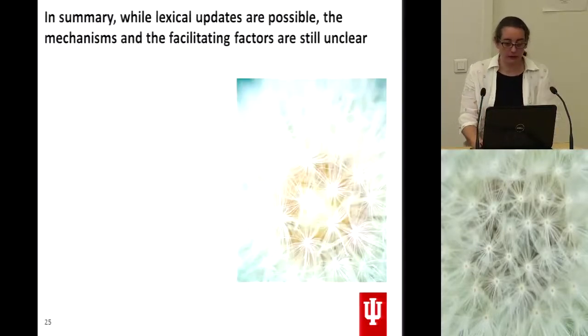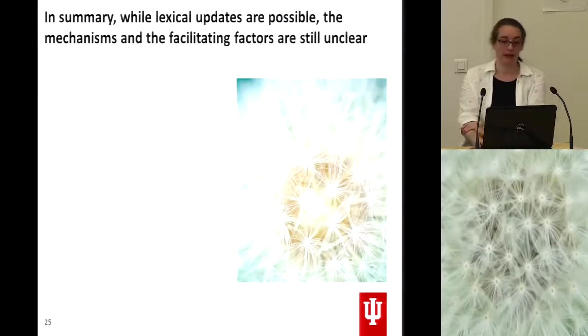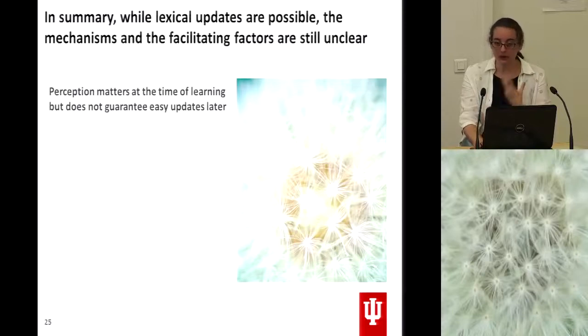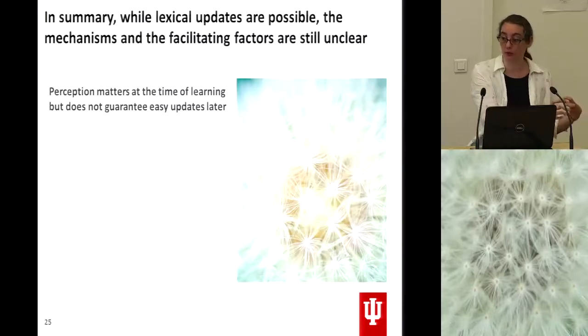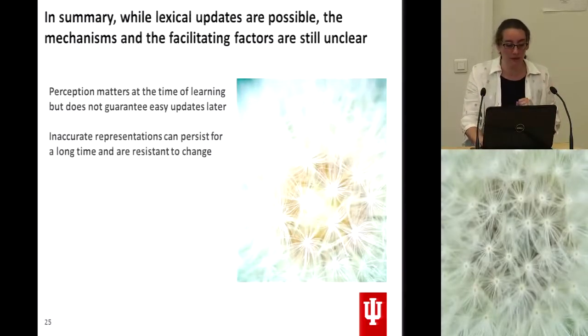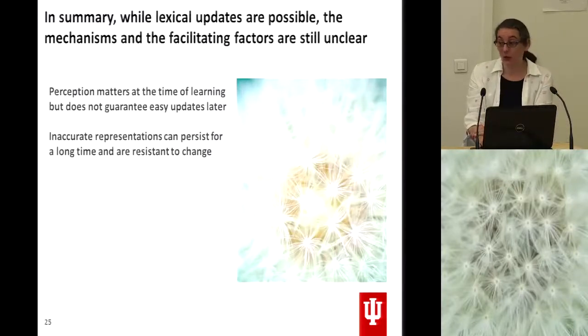So to summarize here, one last time, we can say that while updates are possible, the mechanisms and the facilitating factors are still quite unclear. We know that perception matters somehow, at the time of learning probably, but a good perception does not guarantee updates later on, probably because words were learned before perception was improved, and representations are quite engraved. I like this sense, this way that they're set in stone maybe a little bit. Not completely, but more than we thought. And so inaccurate representations can persist for a long time, and they're resistant to change. It's actually quite difficult to change them.